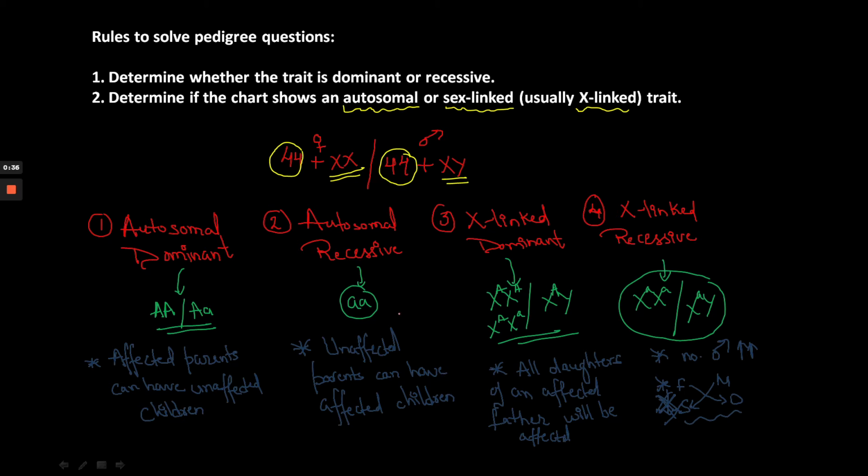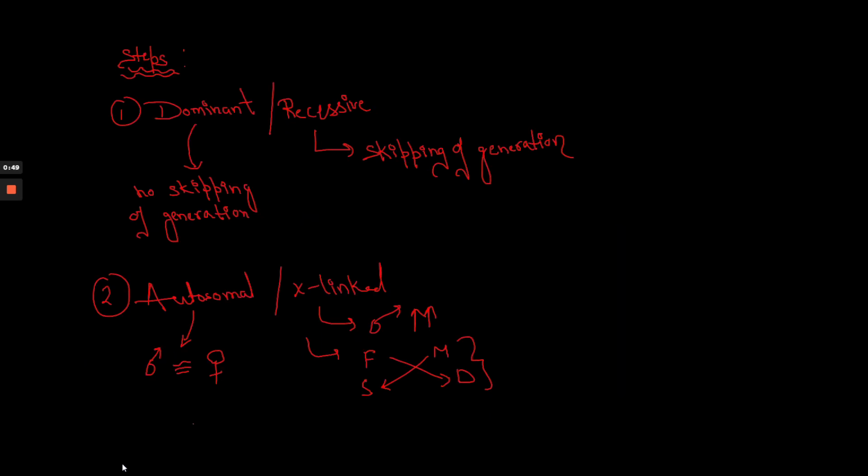So in the last video we saw in what particular kind of genotype all these disorders can be expressed, and what the basic, direct signs of all these disorders are. And also we have learned some basic steps on how to proceed with solving pedigree based questions, right? So in the last video we learned all these things.